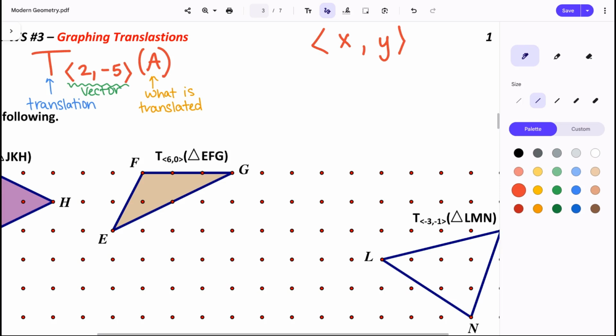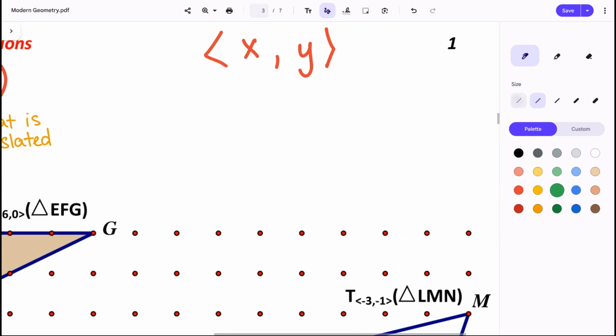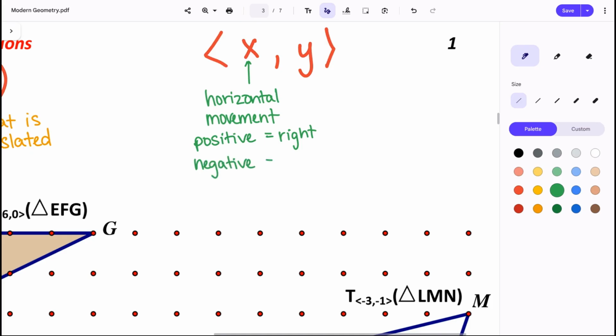So let's talk a little bit more about these elements. The x on a vector is going to be talking about the horizontal movement. Think about your graph. Your x-axis is that horizontal axis. When you're moving along that, you're going left or right. If the x value is positive, that means it's going to push your shape to the right. If you have a negative number for your x value, that means you're going to go to the left.